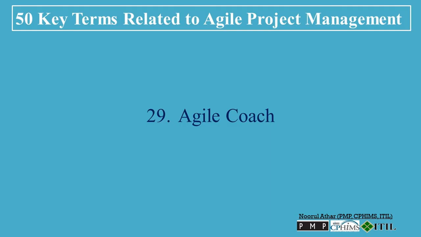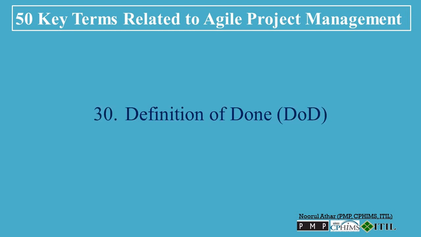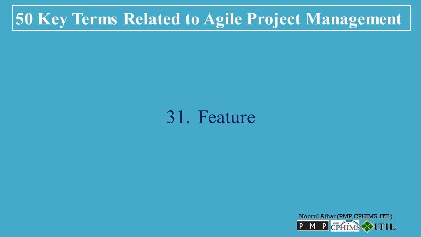29. Agile Coach, an individual who has a deep understanding of Agile methodologies and helps guide teams and the organization in adopting and optimizing Agile practices. 30. Definition of done, DoD, a clear and concise list of requirements that a software increment must meet to be considered complete. 31. Feature, a distinct element of functionality which can provide capabilities to the software.